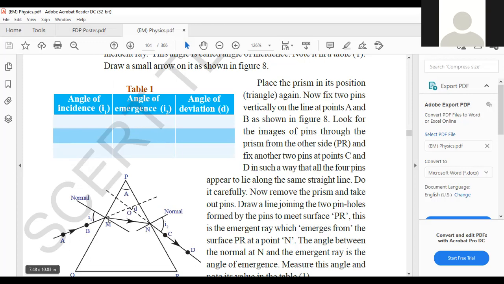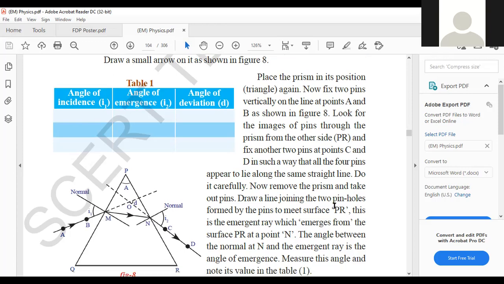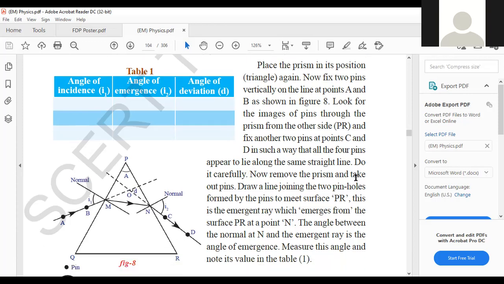Right, initially we are taking the point M. From this point M we are drawing the straight line at a 30 degrees angle. On this, A, B points were noted. The angle between the normal and the incident light was taken as the angle of incidence and noted in the table, and the angle between the normal line and the light of emergence was taken as the angle of emergence. So these two angles were taken. Okay, so after getting that, remove the prism.